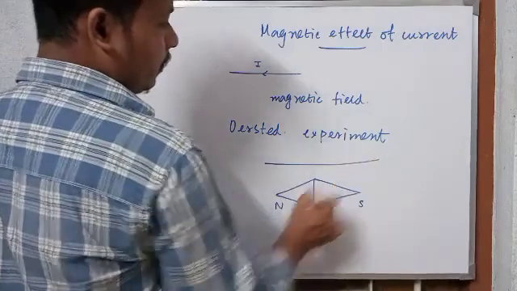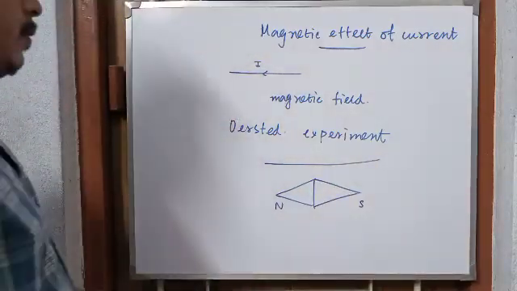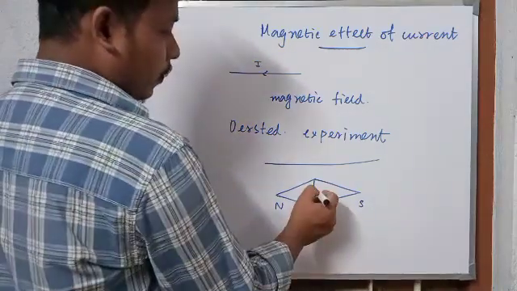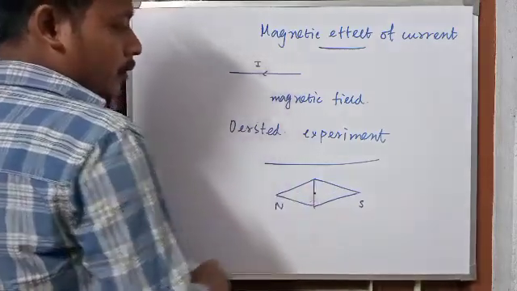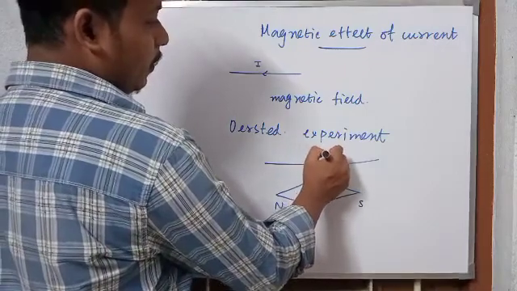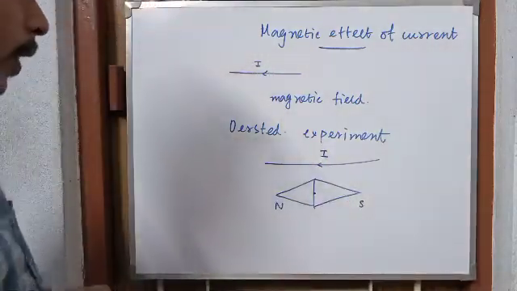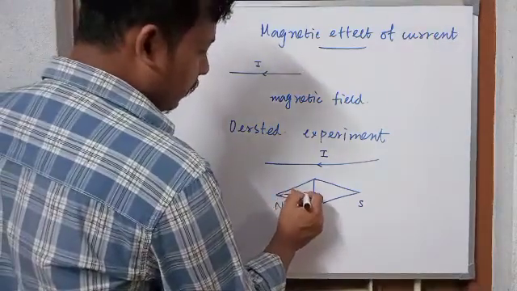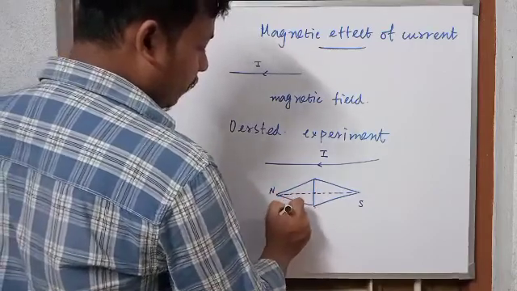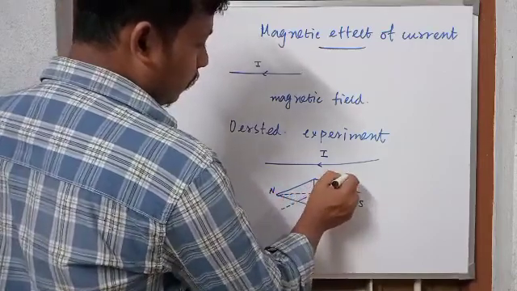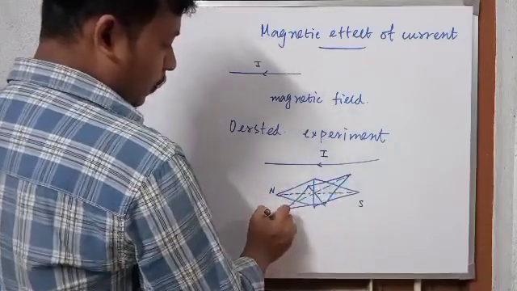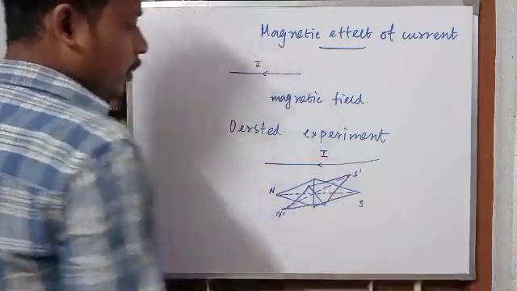A current carrying wire is over the magnetic needle. Now this magnetic needle can rotate freely. As a current I flows through that conducting wire, the needle deflects itself along this direction. That is, now this is the new position, n dash s dash.